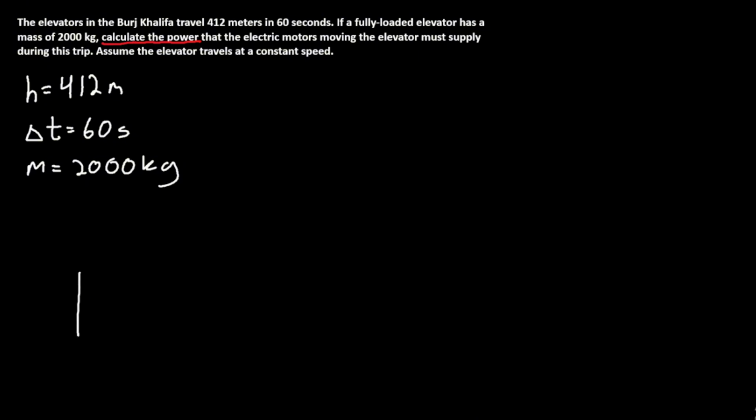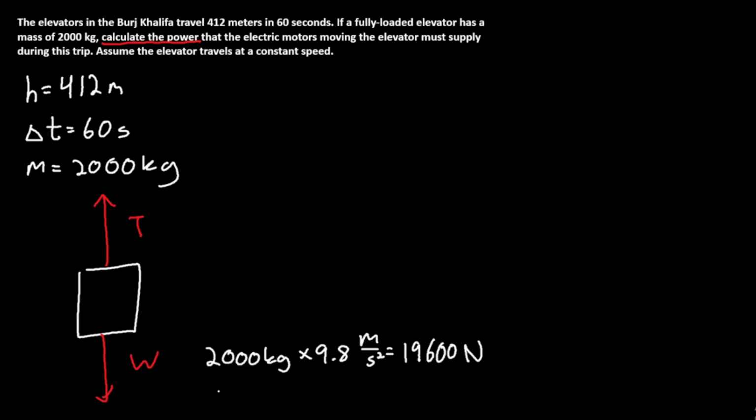So if you were to draw some representation of this elevator, you would draw a box, and you would have a weight force, and a tension force of some ropes pulling up on this elevator. In order to calculate the weight force, you just need to multiply mass by the gravitational constant on Earth, and you get a weight force of 19,600 newtons. But since the elevator travels at a constant speed, your net force is equal to 0 since there is no acceleration. Therefore, tension is also equal to 19,600 newtons.